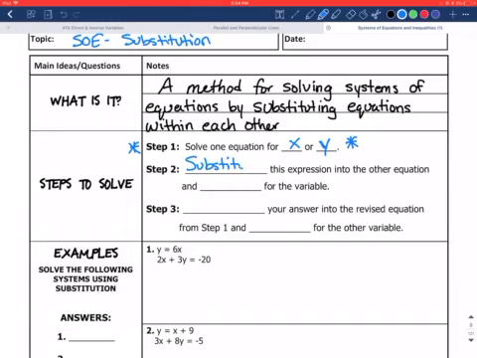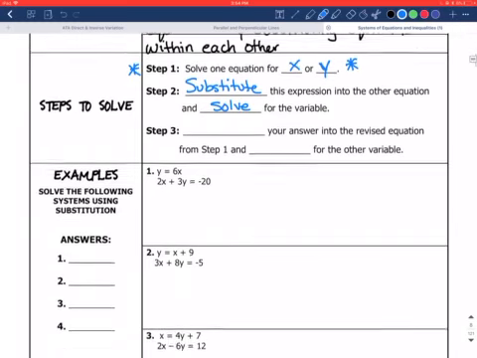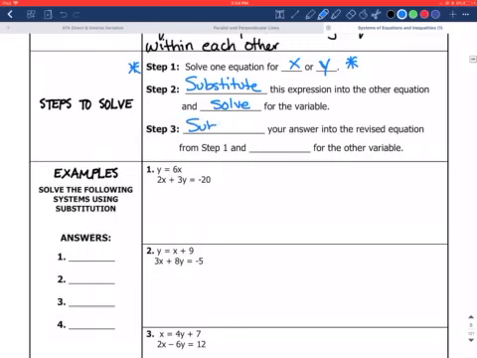So we will substitute this expression into the other equation. After we solve for x or y, we substitute that into the other equation and solve for the other variable. And then we substitute that answer from step 1 and solve for the next variable. Now that right there in words makes no sense. You're going to see what I'm talking about here in just a second.